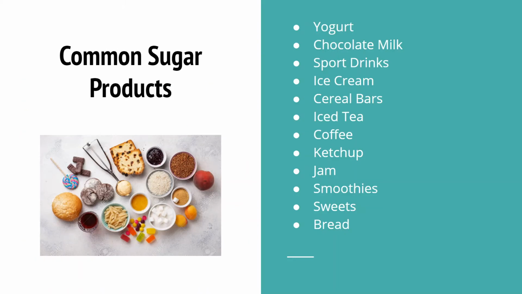So common sugar products are yogurt, chocolate milk, sport drinks, ice cream, cereal bars, iced tea, coffee, ketchup, jam, smoothies, sweets, and different types of bread which have some sweetness in them. And there are a lot more products that have sugar in them, but these are the main products.